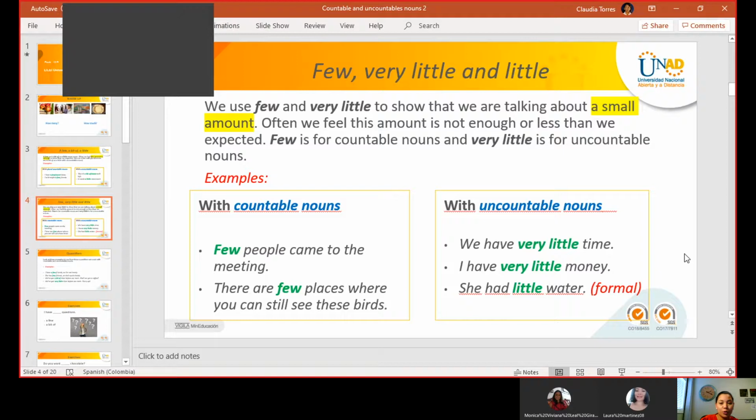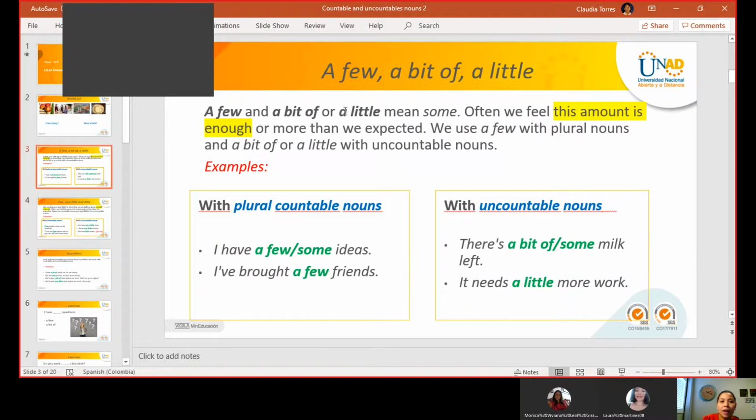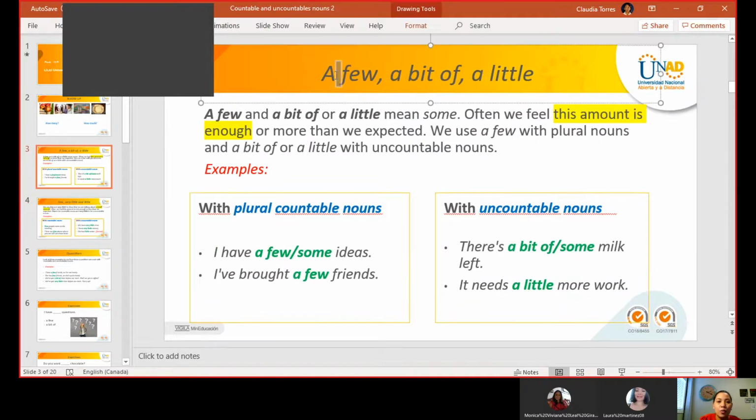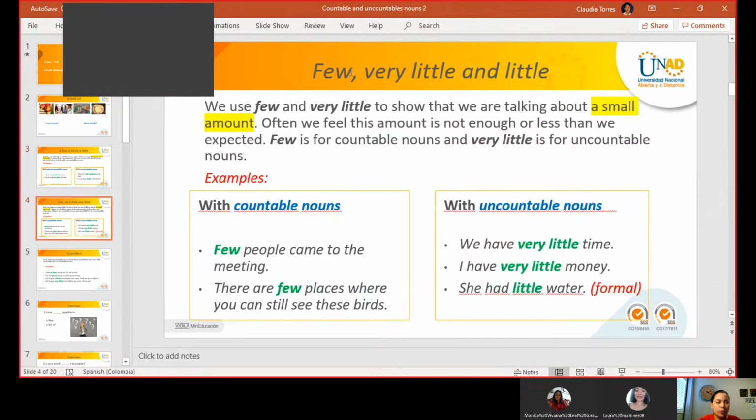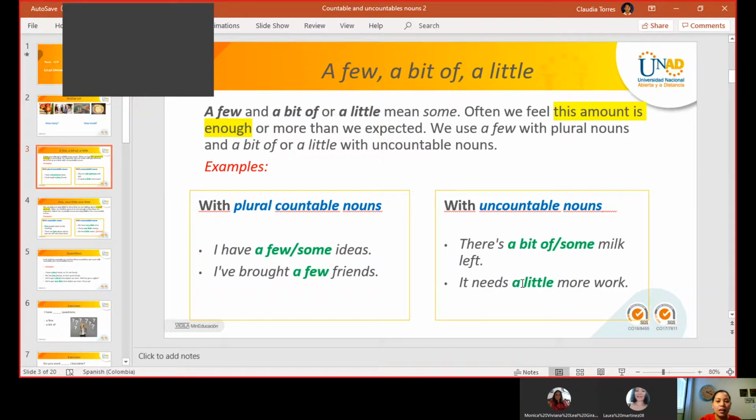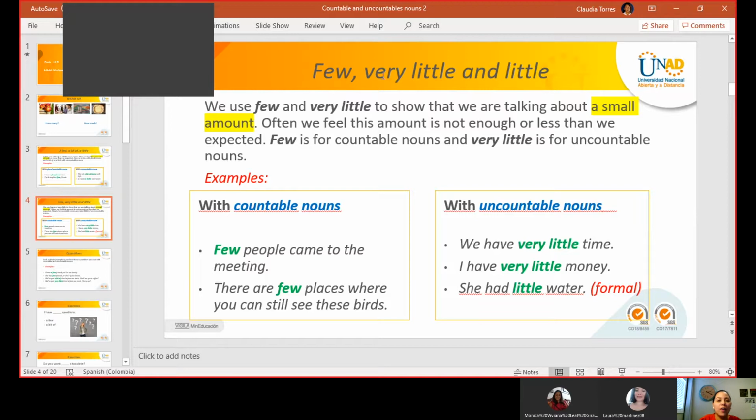Now, pay attention. You remember in the previous slide we have a few. Okay, this is important because here you have the article a, right? A few. Now, in the next one, you have few. You don't have a few, you have few. In the previous one, you had a little, okay? But here you have very little and little.